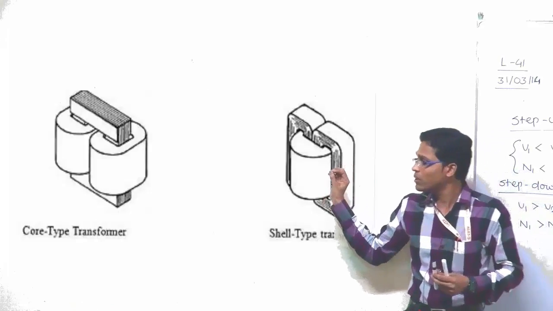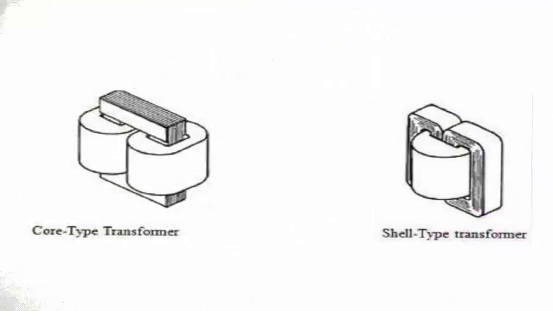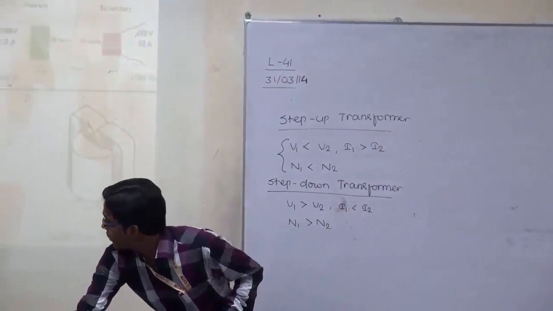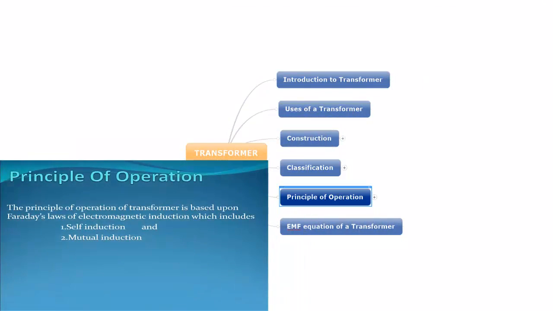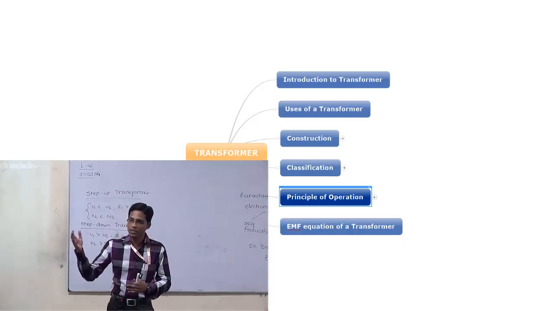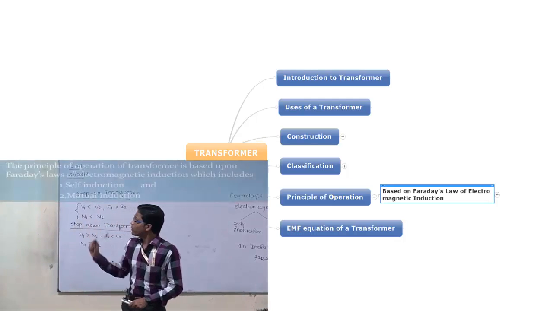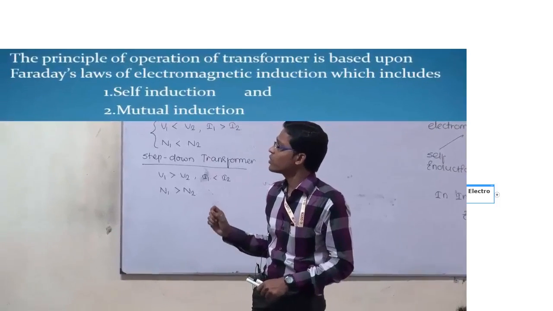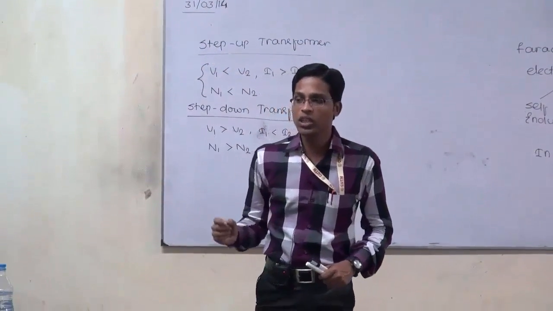So these are some of the points depending upon which we are dividing the transformer: step up transformer, step down transformer, single phase, three phase, and core type, shell type. Next, so far we have read the different types of transformer and what a transformer is actually doing. Next, the important thing is the principle of operation, how the transformer is working. That means how we give a supply voltage so that the same supply voltage is increased or decreased on the load side, the output side. The principle of operation of a transformer is based upon Faraday's laws of electromagnetic induction, which includes self-induction and mutual induction. So now the question is, what is Faraday's law?